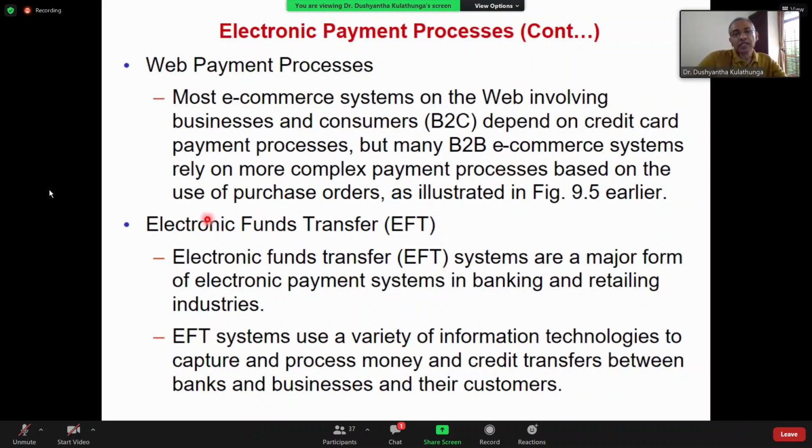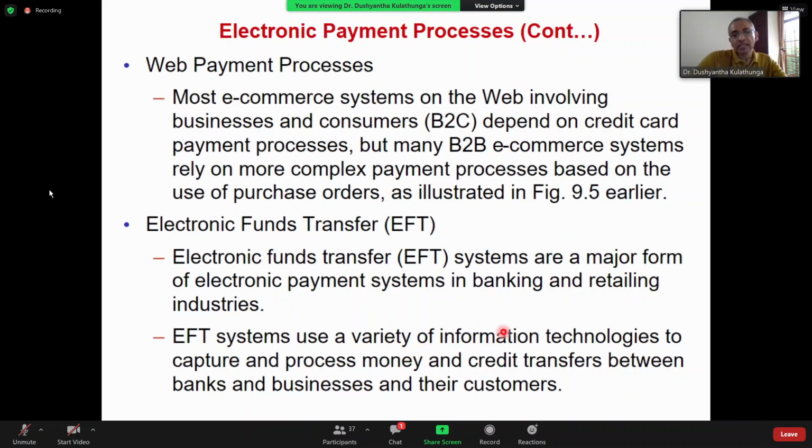Then electronic fund transfer is another option available in relation to payments. Electronic fund transfer systems are a major form of electronic payment systems in banking and retailing industry. Now, this is utilized especially in the banking sector and also in the retailing sector, which are then connected to the banking systems. Then EFT systems use a variety of information technologies to capture and process money and credit card transfers between banks and businesses and their customers.